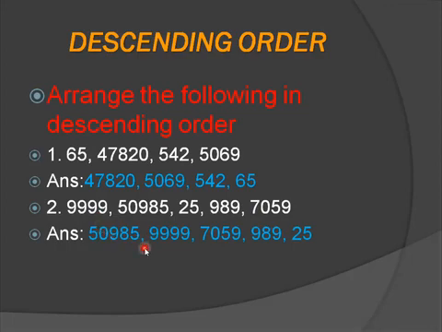So 9,000 is the big number. So we will write 9,999 and the next number 7,059. Next, only these two are left now. So this is the 3-digit number, so we will write it as 989. Next we write the 2-digit number, 25. So in this way we will arrange in descending order, from bigger number to smaller number. I hope you understood ascending and descending order.